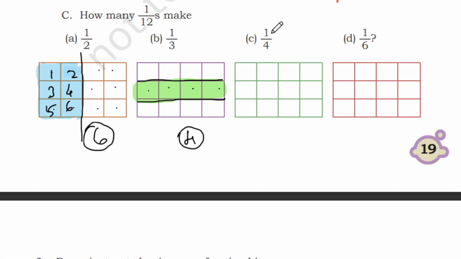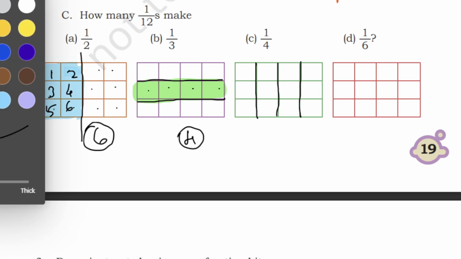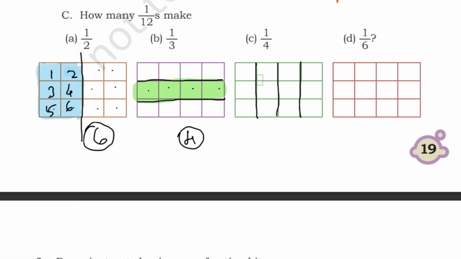Okay, and here 1 by 4. So I can divide in this way. Very easy one, don't get confused. Okay, so this is the first one, second, third and fourth. Okay, 1, 2, 3 and 4. So 1/4 I'm going to shade in pink color. I'll shade this one. Okay, and how many do we have? We have 1, 2, 3.